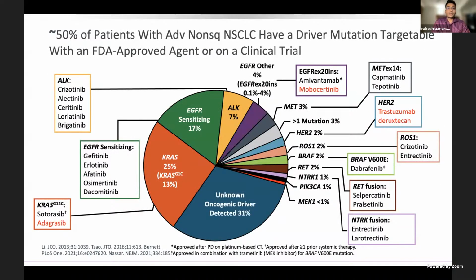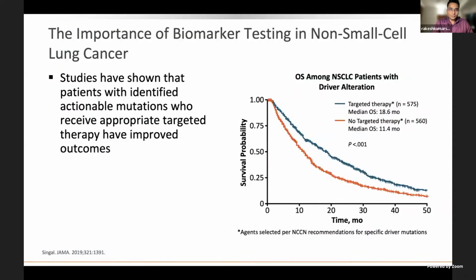This is the general pie chart, which highlights the prevalence of various mutations in lung cancer, of which KRAS is most common in the Western world. However, in the Indian subcontinent, EGFR is more common, followed by ALK mutation, ROS, MET, HER2, MET exon 14 skipping, EGFR exon 20 insertion, and so on.